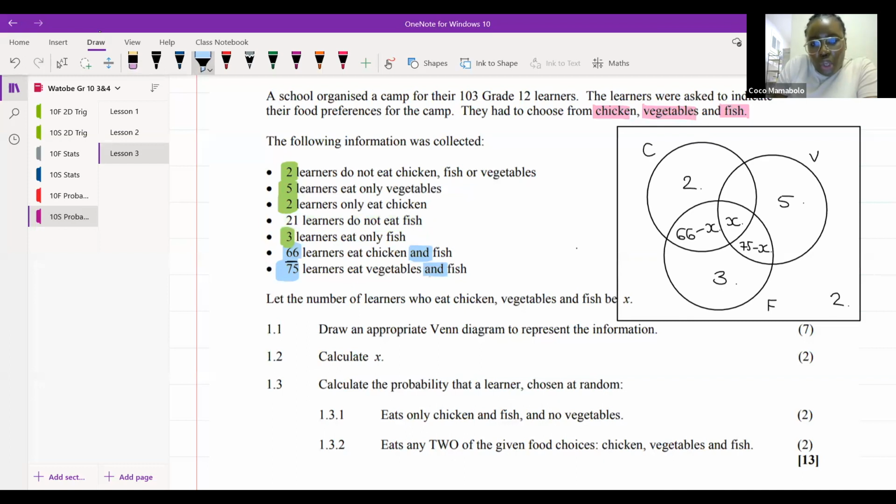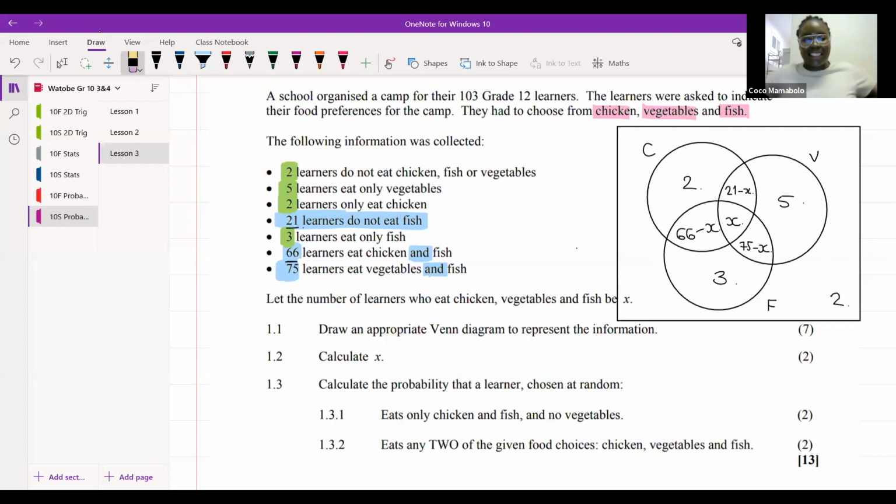The statement says 21 learners do not eat fish. And if they don't eat fish, what does that tell us? What do they eat? They eat chicken and vegetables. Correct. They eat chicken and vegetables. So where does this 21 then go? In between the chicken and vegetables. Correct. Do we need to say 21 minus X? No. Why not? Because they stated that they only eat 2 of the provided foods.